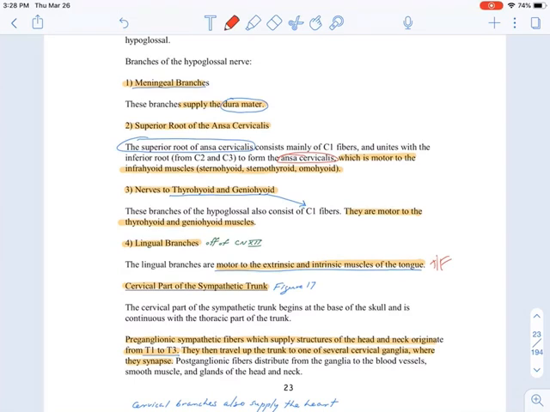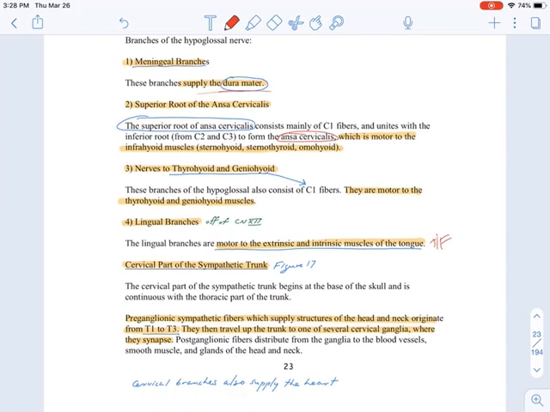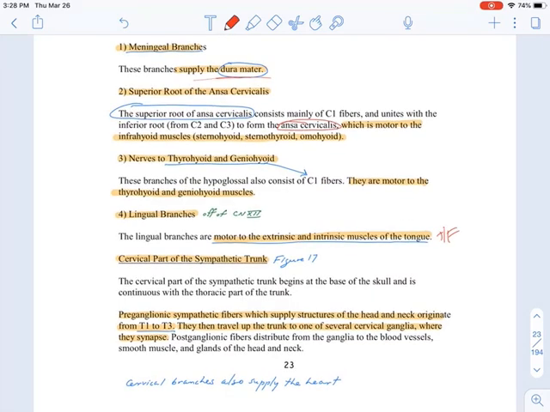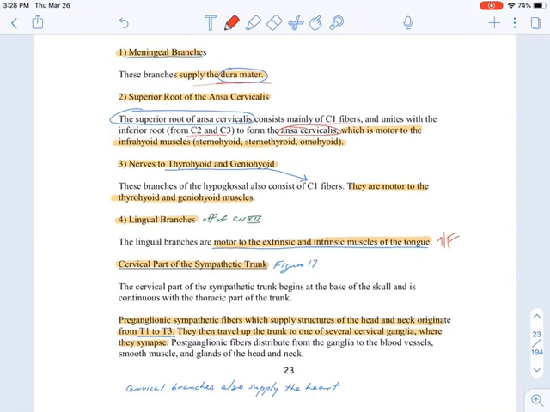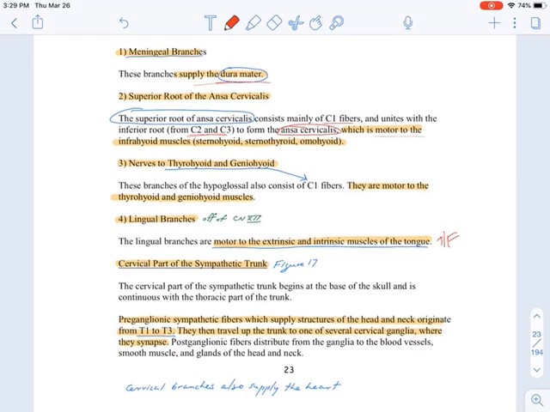We got quite a few branches of the hypoglossal nerve. Meningeal branch supplying the dura mater. Then we get into our superior root of our ansa cervicalis. So that's going to be mainly your C1 fibers. It will eventually unite with the inferior root, which is carrying C2 and C3, to form just the ansa cervicalis as a whole. That will be motor to your infrahyoid muscles. So like we talked about, our sternohyoid, sternothyroid, omohyoid.